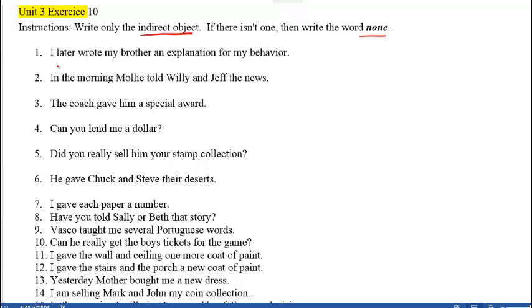So number one, I later wrote my brother an explanation for my behavior. Now, the subject is I, wrote is the predicate, brother is who, explanation is what. So this is my direct object, this is the indirect object. So the answer to that one would just be brother.